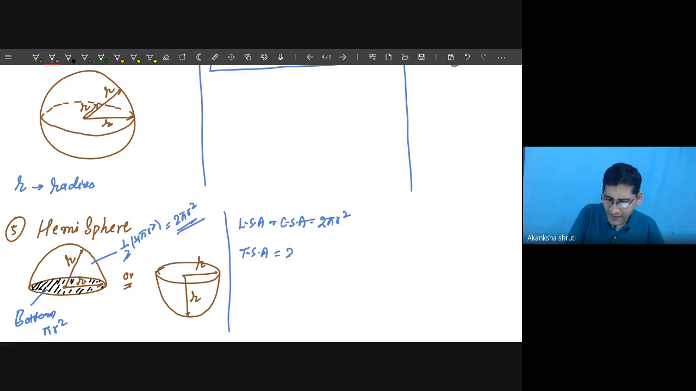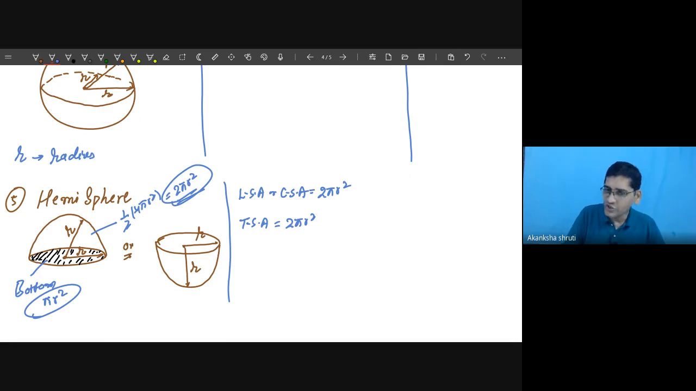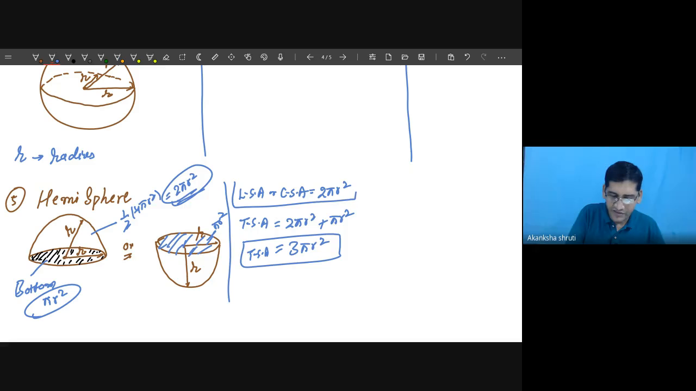Another one is the total surface area. This is obtained by adding this 2 pi r square with the bottom one or the top one if it is resting like this. Even this is also representing the same thing. So here it is our pi r square that needs to be added. So it becomes 3 pi r square. It is our TSA. So questions are very easy.